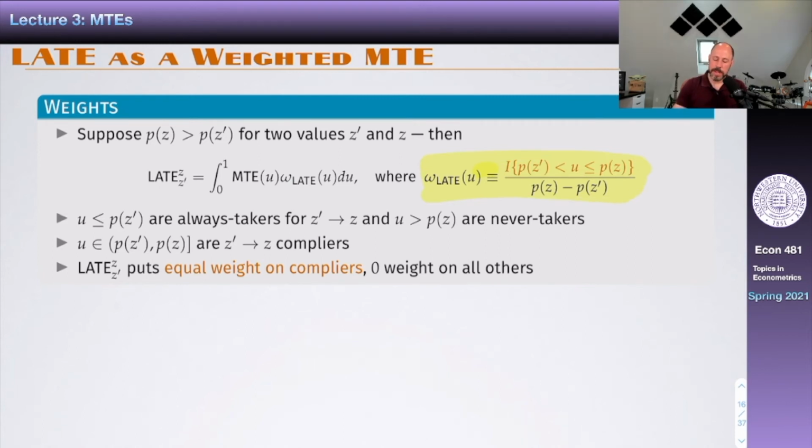And this actually makes sense if you just think about it this way. Let me just do a line here. This is Q. Let me put here P(Z'), P(Z). So think about it this way. If you just draw this line, you can see people with U's over here. These are always takers.